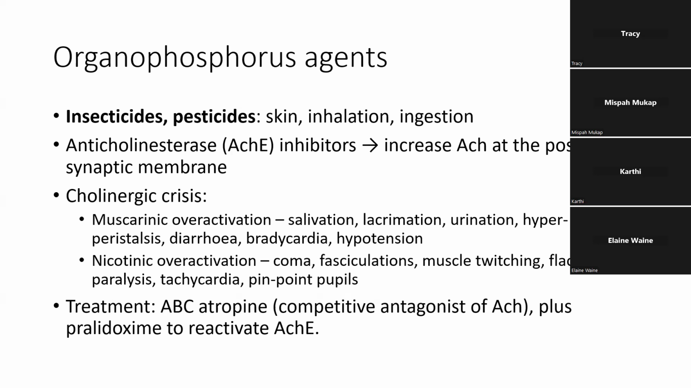Whereas nicotinic overactivation leads to coma, muscle twitching, muscle paralysis, often muscle fasciculations, tachycardia, and pinpoint pupils. Pinpoint pupils gives it away often. The children will have the tiniest pupils and hypersalivation often. The treatment for it is a competitive antagonist of acetylcholine, which is atropine. You just need to keep giving atropine while the child has this hypersalivation.